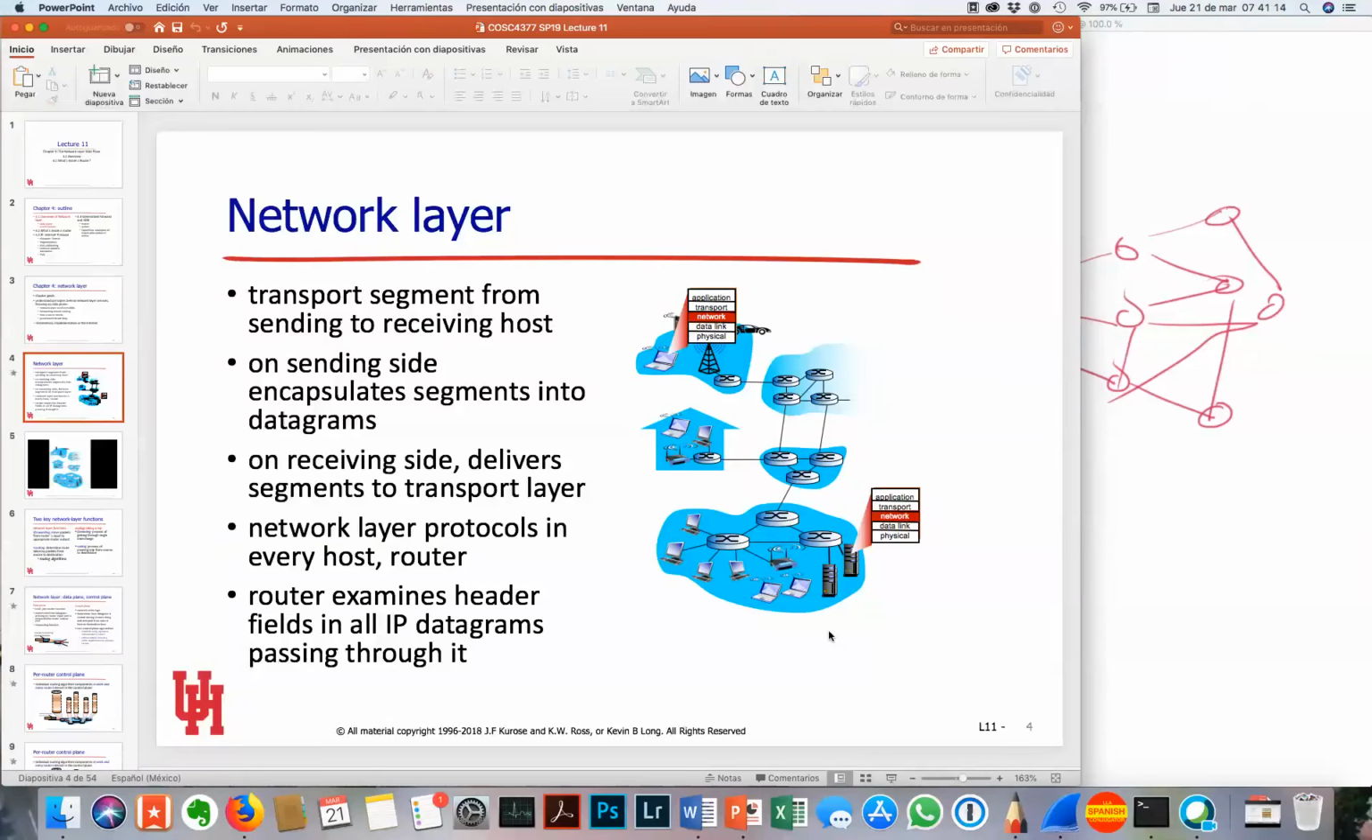So what the router does is it looks at the fields in the datagrams that are passing through it, and generally, and this is changing, but generally you only care about one field, and that's the destination IP address. There's lots of other things in the header. We've seen that, but we're generally concerned with just that one.